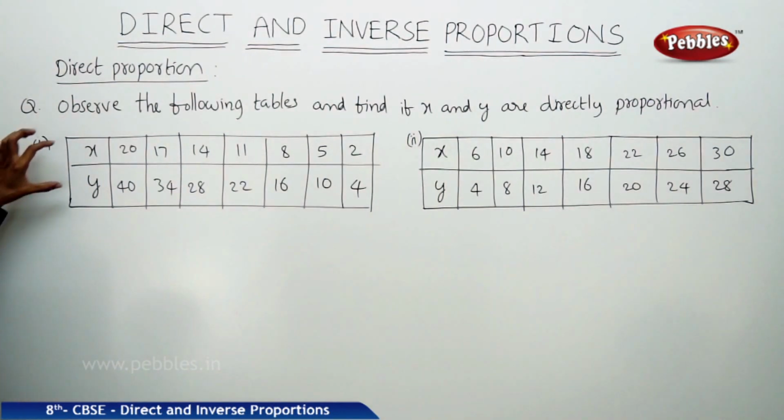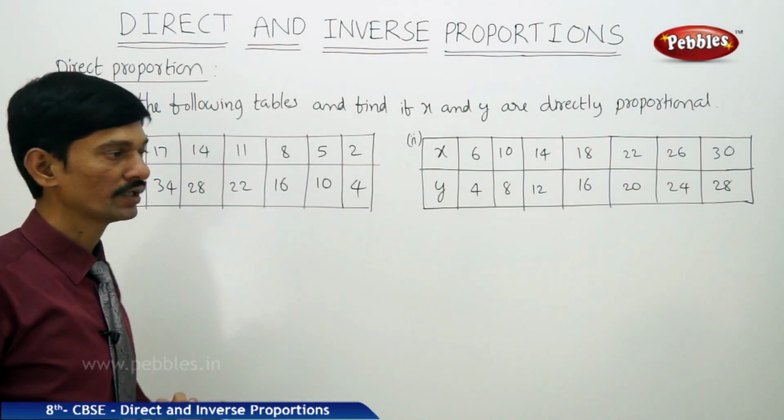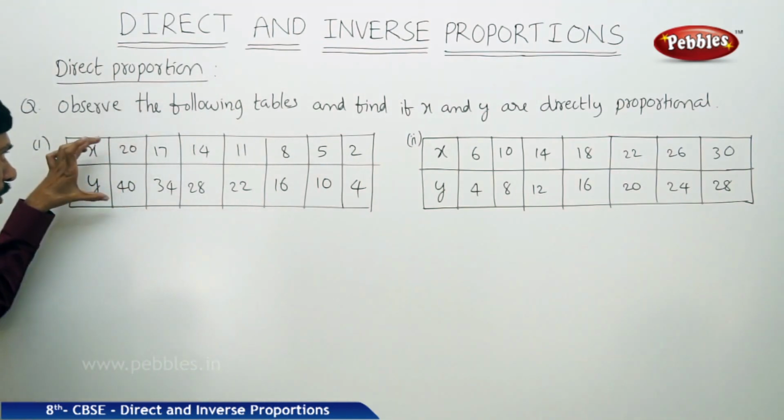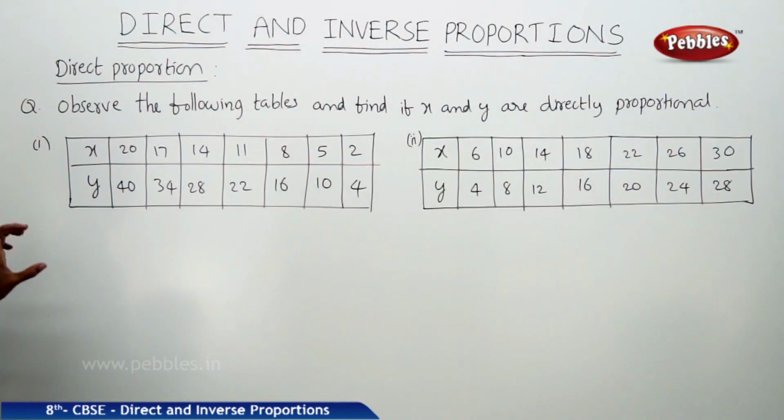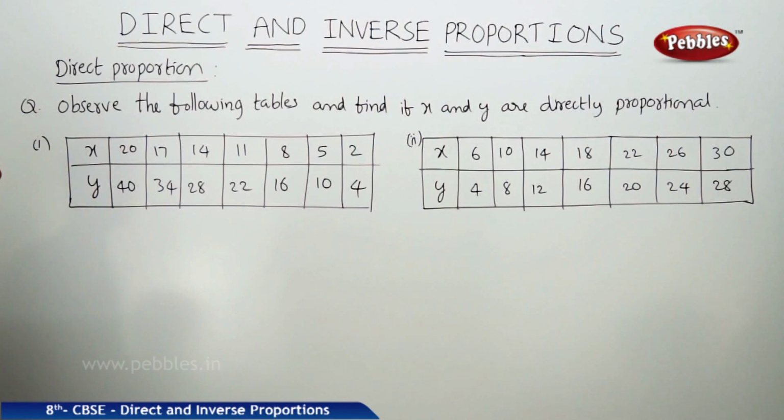Now let us check whether these two quantities are in direct proportion or not. So how to check whether the two quantities are in direct proportion? If the ratio between the two quantities remains the same throughout all the given values of x and y, then we can say that they are in direct proportion.